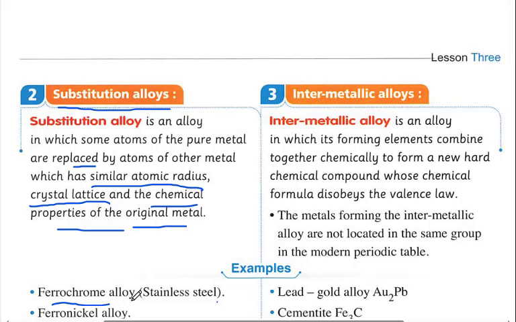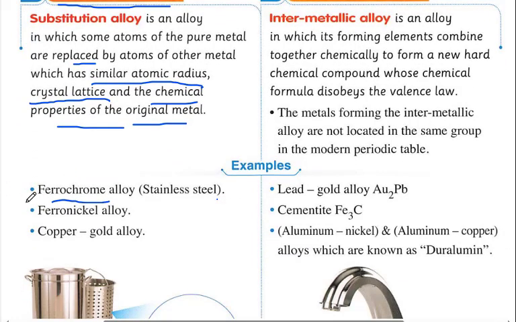both of them, iron and chromium, have the same size, have the same radius, have the same volume. The atoms of iron and chromium have the same volume and have the similar shape in atoms in their crystal lattice and similar chemical activity. So because of these three reasons, they form a substitution alloy. Examples of substitution alloy: ferrochrome and ferronickel and copper gold.